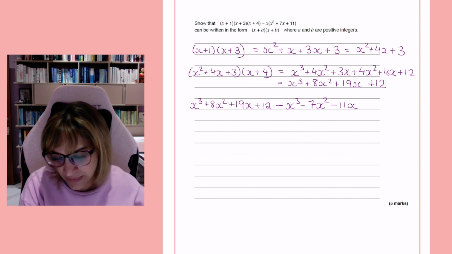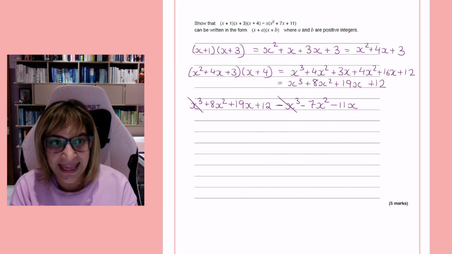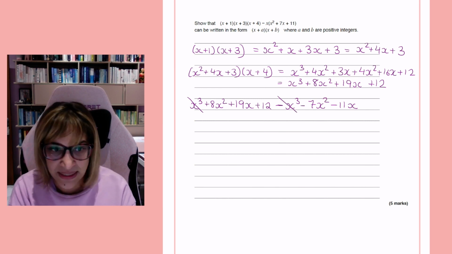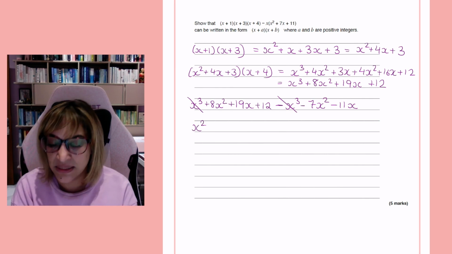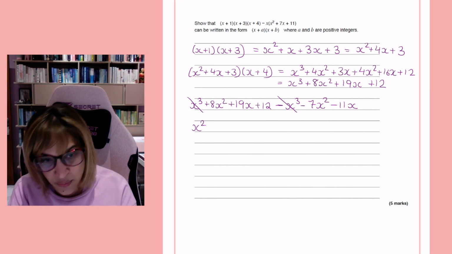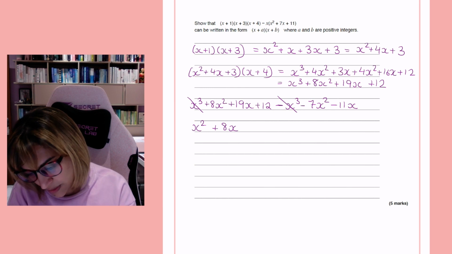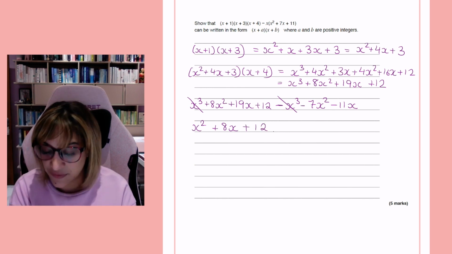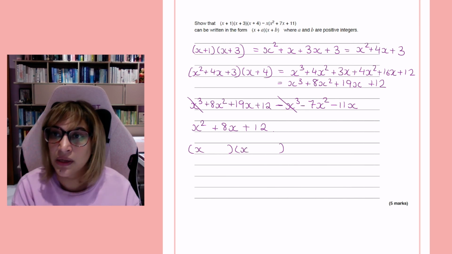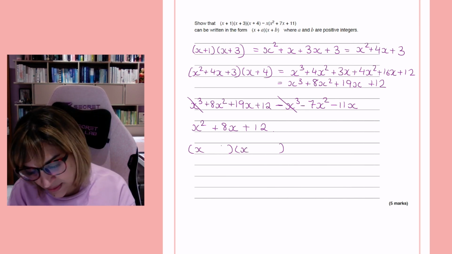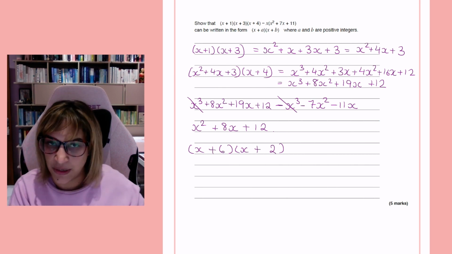opening out that expression. So we've got x cubed minus x cubed, so that disappears. 8x squared minus 7x squared, leaving us with x squared. 19x minus 11x, leaving us with plus 8x. And then we've got 12. And we want to be able to factorize that. So I'm looking for factors of 12, which add up to 8, which is 6 and 2. So there's our first expanding triple brackets.